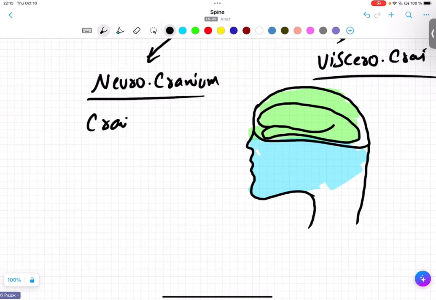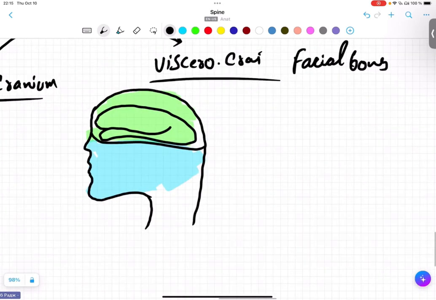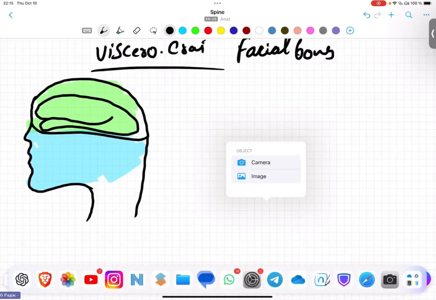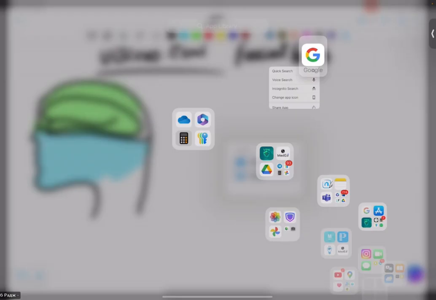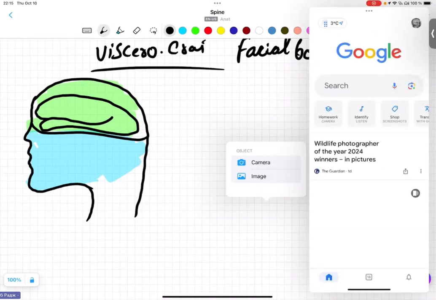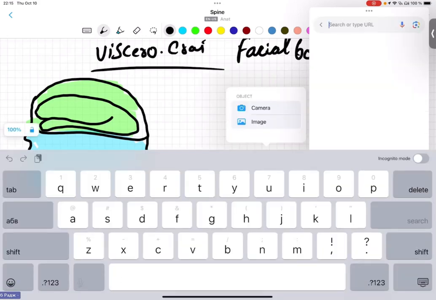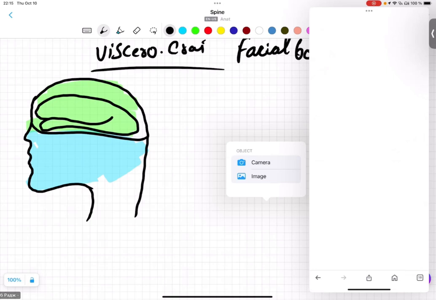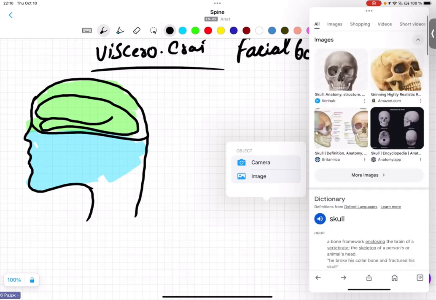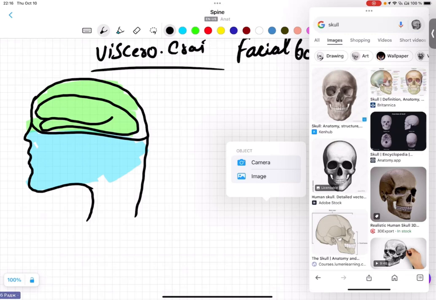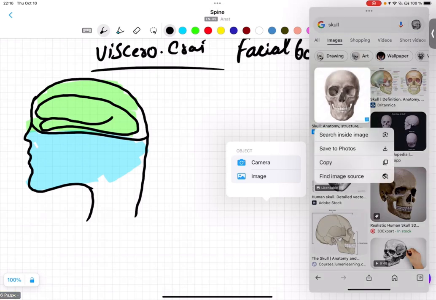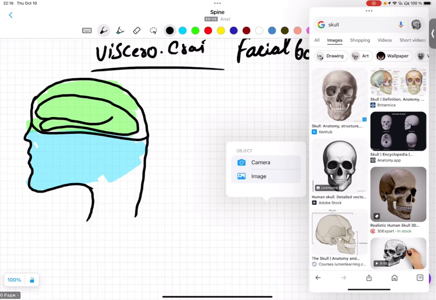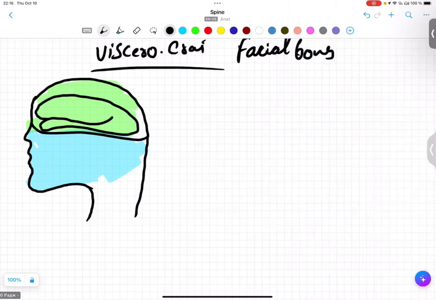Cranial, no, calvaria. See, I think I will have to take the image. Calvaria is the roof. Calvaria is just the covering. This is just the roof. Let's just take an image of the skull.